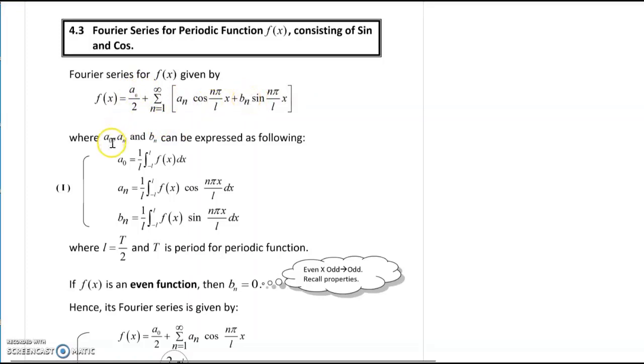This a naught is given by this formula. an is given by this formula, and bn is given by this. Where L, you can see the notation L is T over 2, where T is the period of the periodic function.